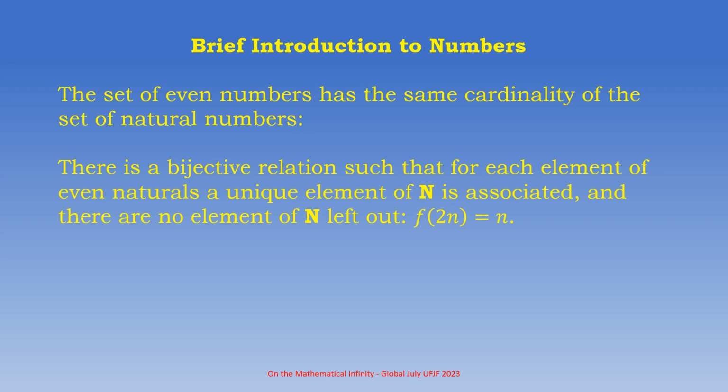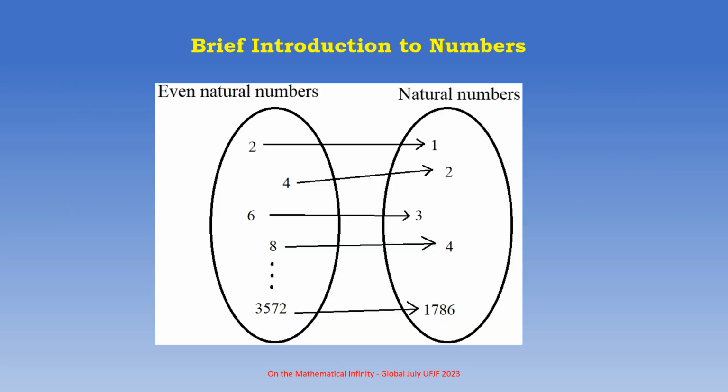And for every such element, I can associate a natural number. Like this: I can associate the 2 with the number 1. The number 4, I can relate to the number 2. The 6 is related to number 3. The number 8 is related to number 4, and so on. The number 3,572 is related to number 1,786. A difficult task to say it in English for me.